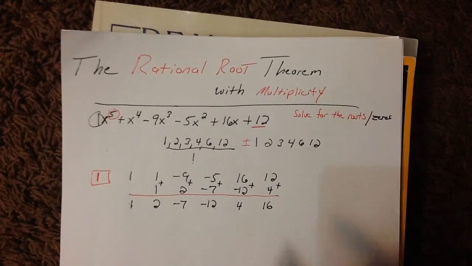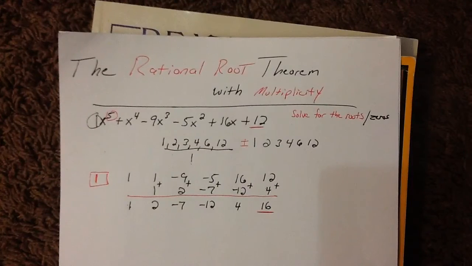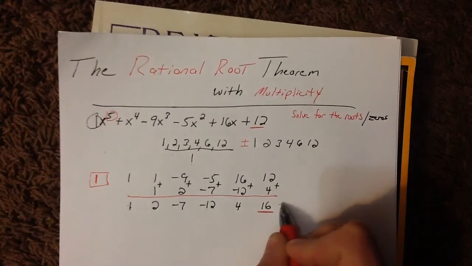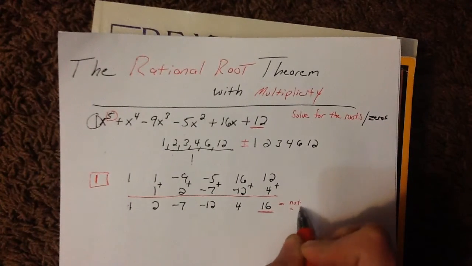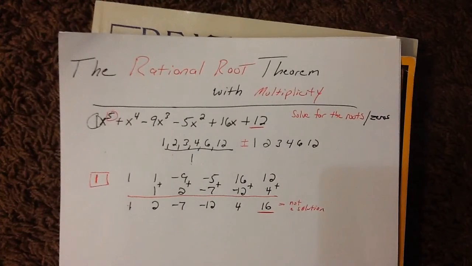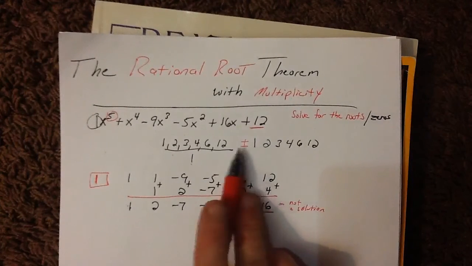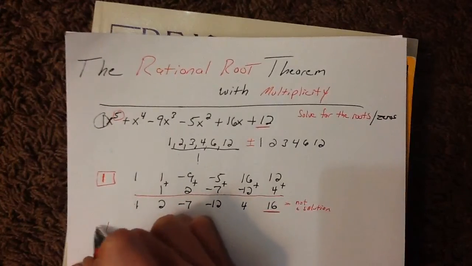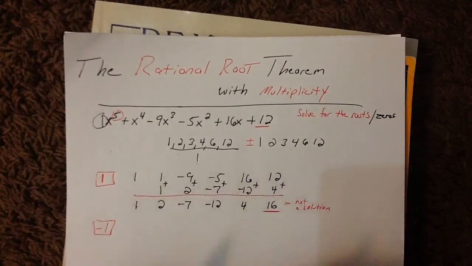That I cannot have. What you're looking to get in this last spot is a remainder of 0. If it has a remainder, it is not a solution or root or zero, whatever you want to call it. So I'm going to move on to the next one. I tried positive 1. Now I'm going to do negative 1 through the same process.